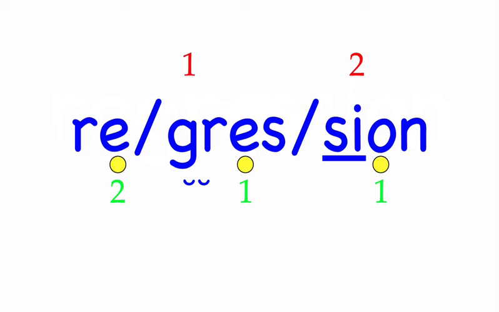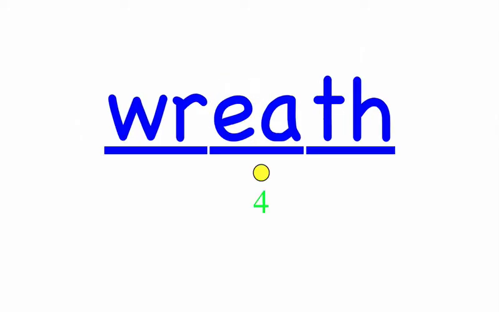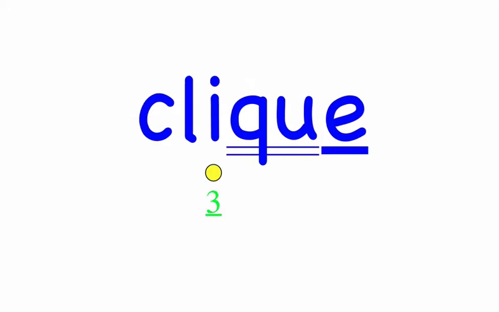Row 3. Wreath. The Christmas wreath was beautiful. Wreath. 3 sounds. R, E, th. Wreath. Mark the word. Wreath. Clique. Clique. She belongs to a very tight clique in school. Clique. 4 sounds. K, l, I, k. Clique. Mark the word. Clique.